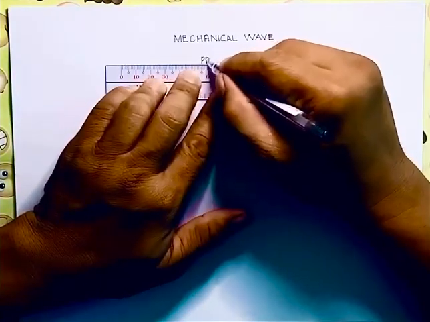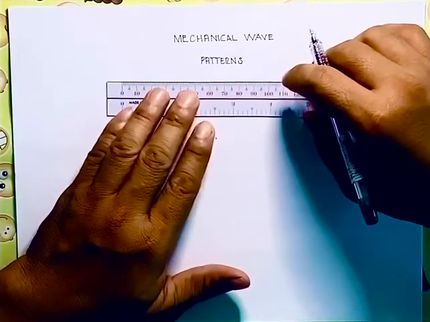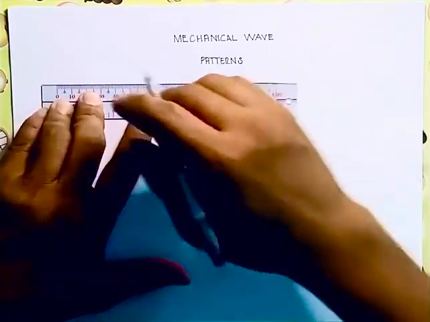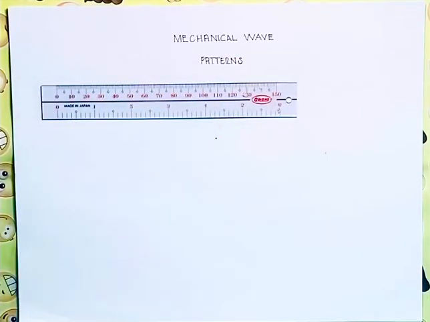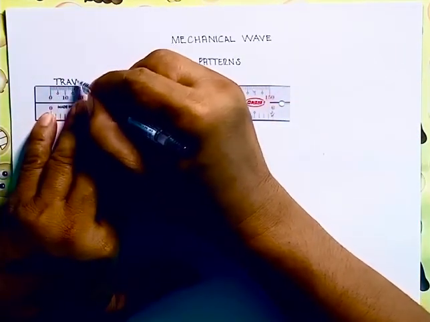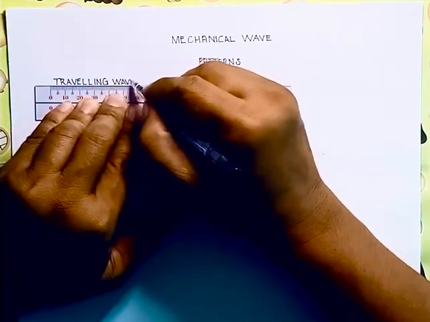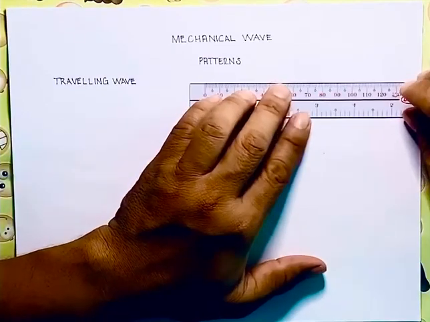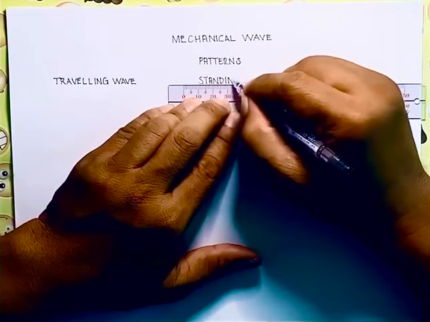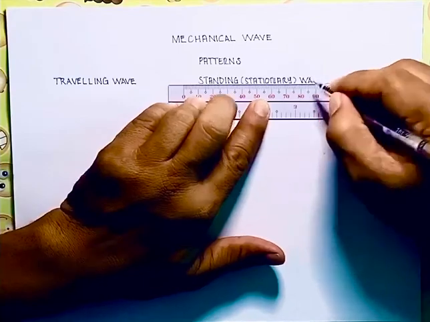So, in dealing with mechanical wave, we will be looking into patterns. And these patterns will be utilized to determine the type of wave. So, for example, we have the traveling wave. Another one is standing, also known as stationary wave.